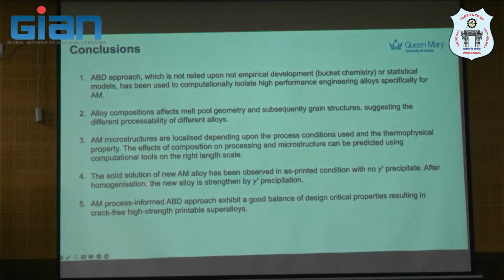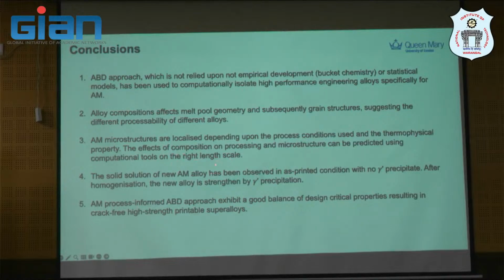It has had to use compositionally isolated, high-performance engineered alloys specifically for additive manufacturing. Alloy composition affects the melt pool geometry, as you saw before, and the subsequent grain structure, suggesting that different processability is required for different alloys. The AM microstructure locally depends on the process conditions used and the thermophysical properties. The effect of composition on processing and microstructure can be predicted using computational tools at the right length scale.